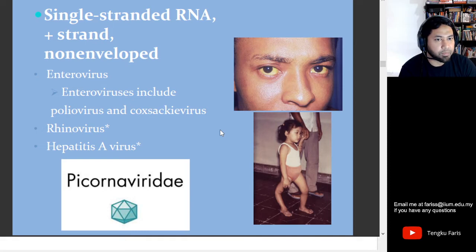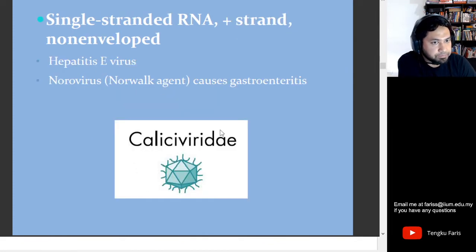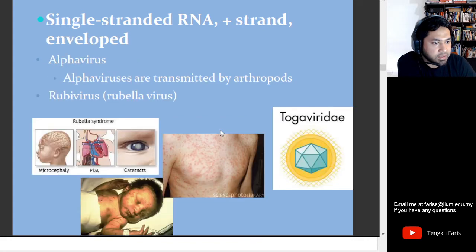Single-stranded RNA, positive strand, non-envelope. These include the enterovirus, for example, the Polio Virus and Coxsackie Virus. Rhinovirus and Hepatitis A Virus are other types of this single-stranded positive strand non-envelope RNA virus. It also includes the Hepatitis E virus and norovirus that causes gastroenteritis.